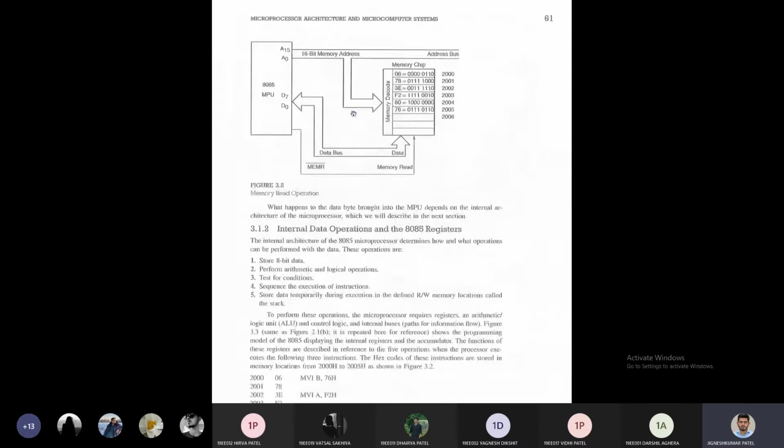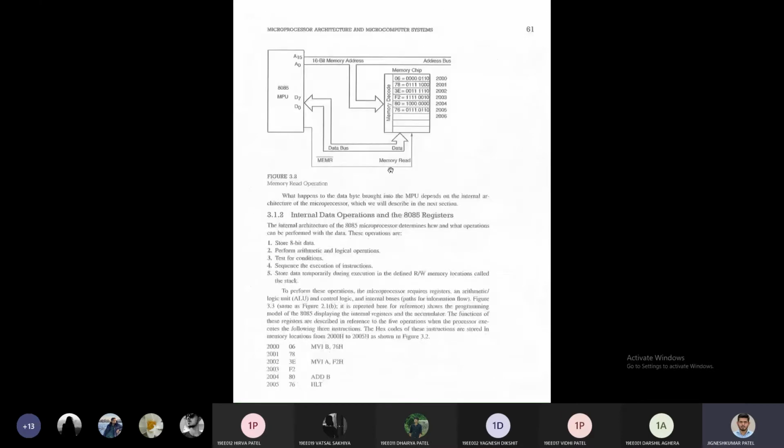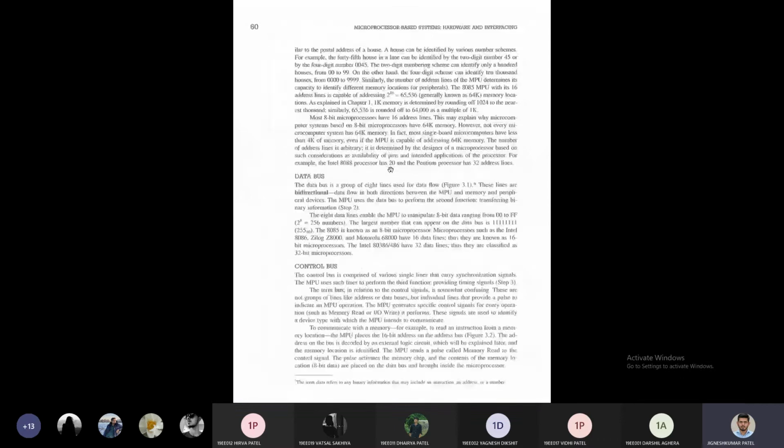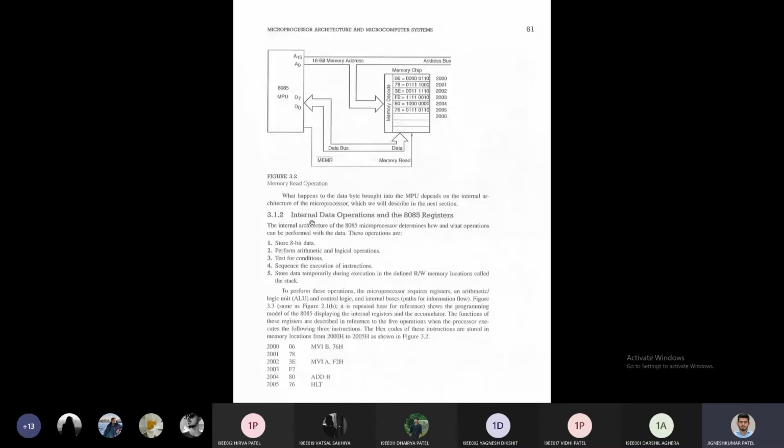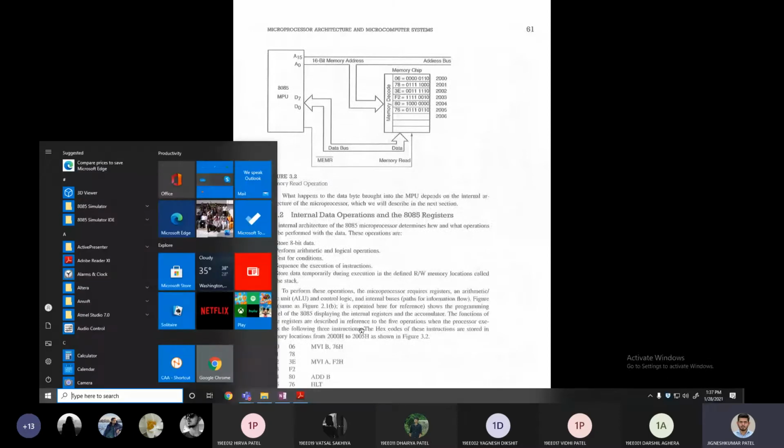Okay, this is the diagram which I was looking for. See, this is the theory. Where is the starting point? Yeah, this is the starting point. First read this theory, internal data operation and 8085 registers. This is very essential theory to understand how data moves inside and outside 8085. So yesterday, let me just copy this figure, and then we are going to have this example.